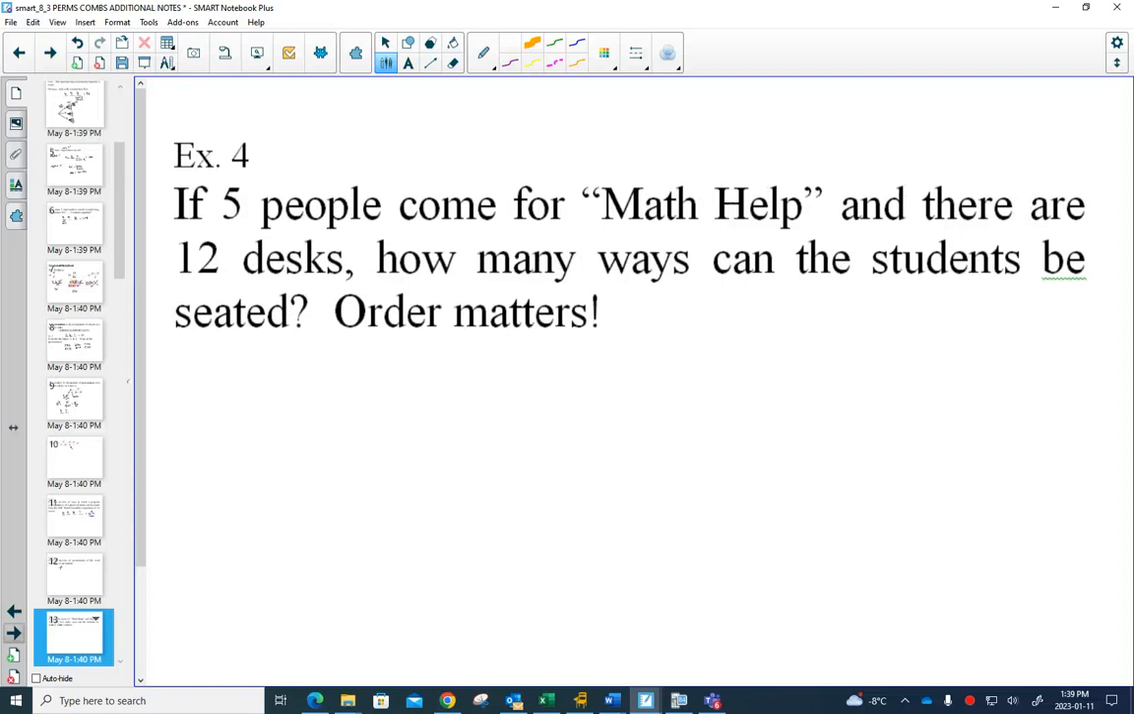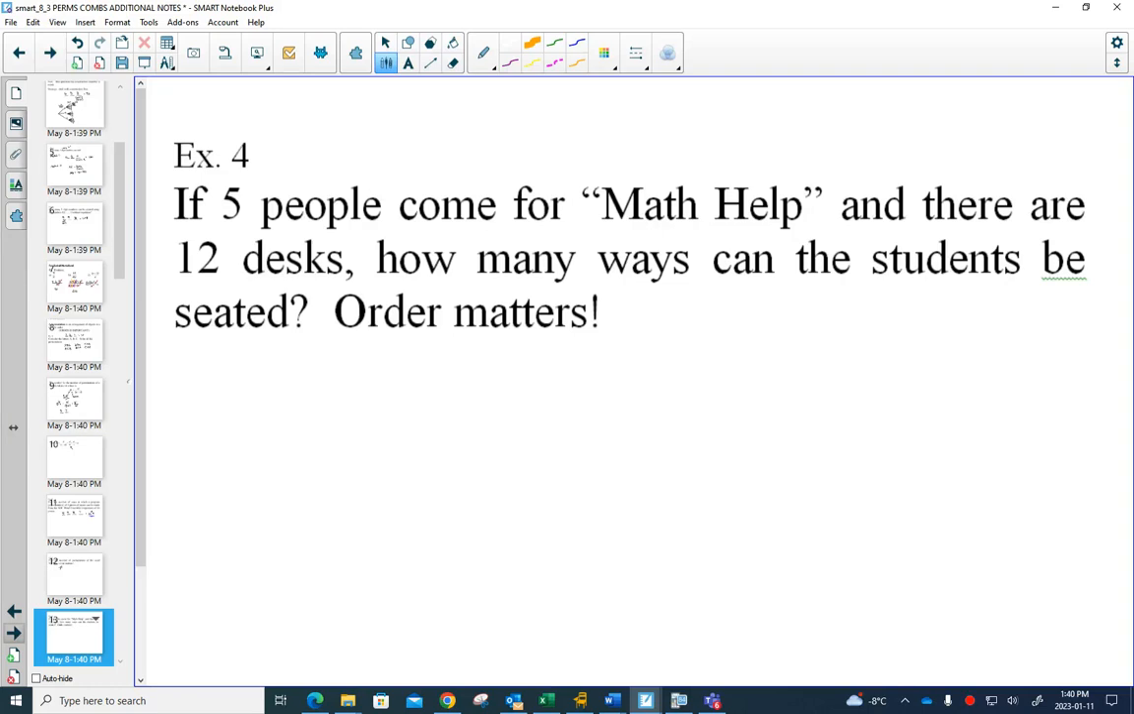Okay. So 5 people come in for math help. There are 12 chairs available. How many ways can they be seated? And I find this question in particular, your brain struggles with a little bit.